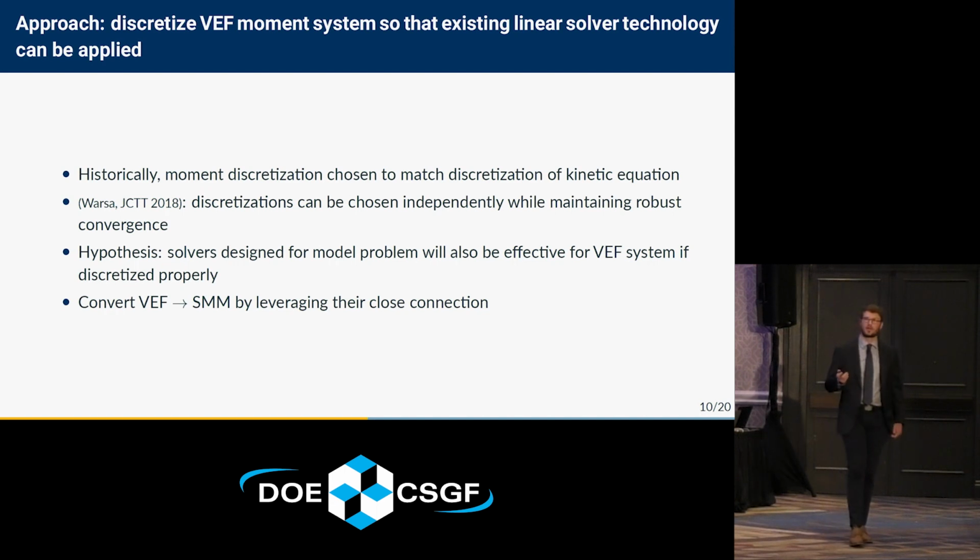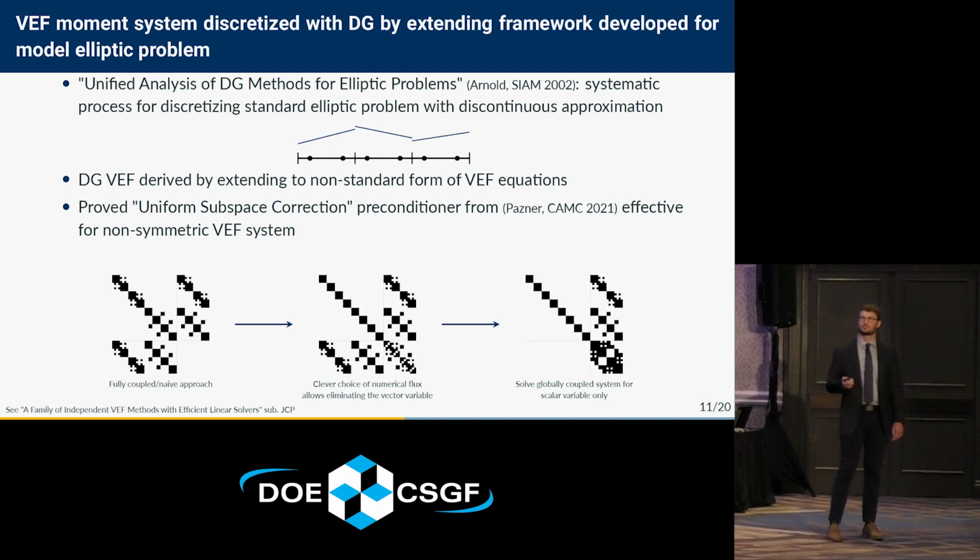And this is supported by a paper from 2018 where it showed that you can choose those discretizations differently and you'd still get the same convergence. And so our hypothesis is that if we design the discretization properly, we could leverage what's already out there. And then the second step is to take any of those VF methods I'll present later. We can convert them to second moment methods just by leveraging the close connection between their closures.